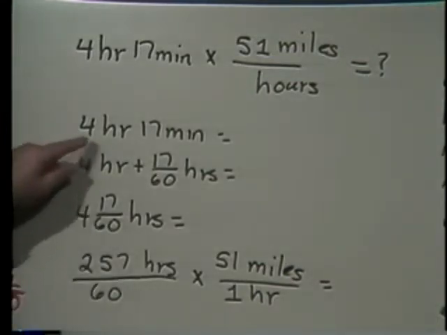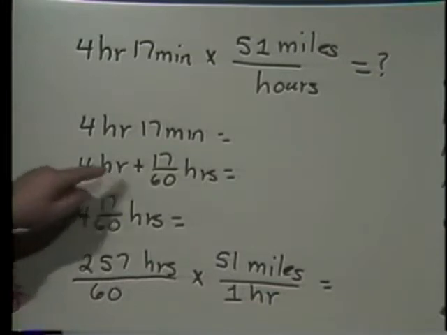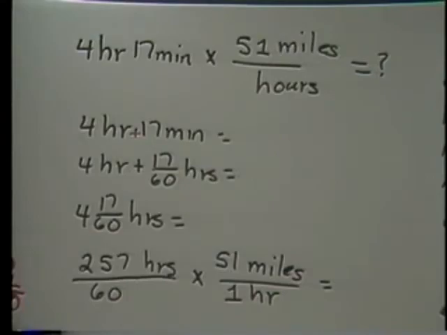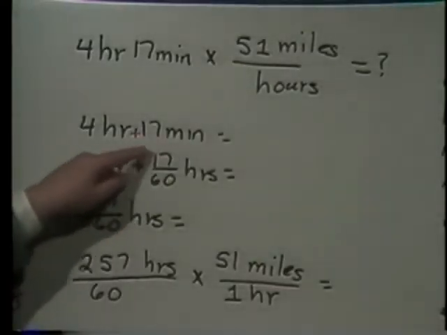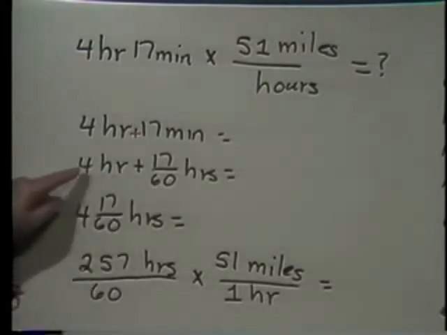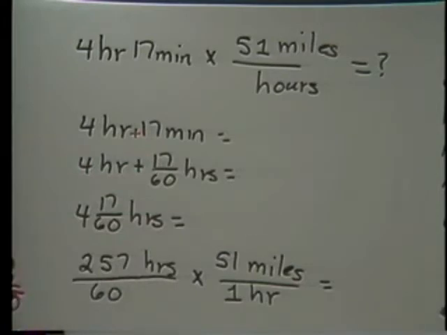So what I could do is take 4 hours and 17 minutes and write that as a mixed number of hours. See, 4 hours, of course, is 4 hours. The 17 minutes really means plus 17 minutes. A minute is 1/60th of an hour, so 17 minutes is 17/60ths of an hour. Now I can take what? 60 times 4 plus 17 over 60. So that gives me what? 4 and 17/60ths of an hour. Okay?